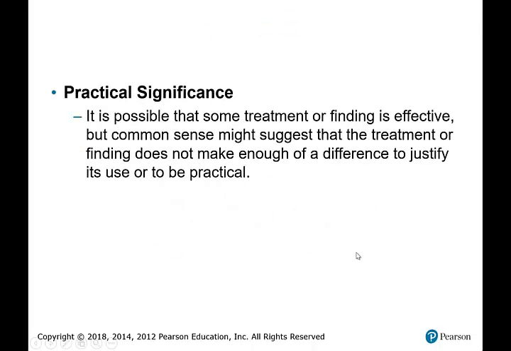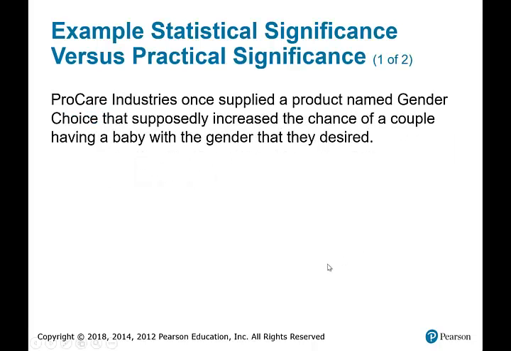Practical significance. So even if you conduct a study and find the probability the event occurs, and you determine that that event is unusual, it wouldn't happen by chance, so you decide that there is statistical significance, maybe there's not practical significance in the application of that analysis. So here's an example to show you the difference between statistical significance and practical significance. So we're back to childbirth.